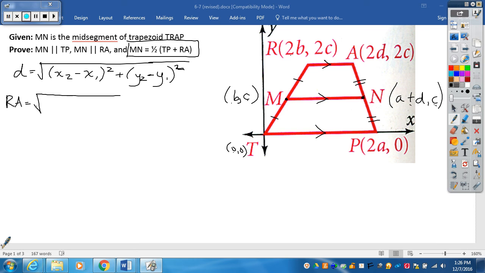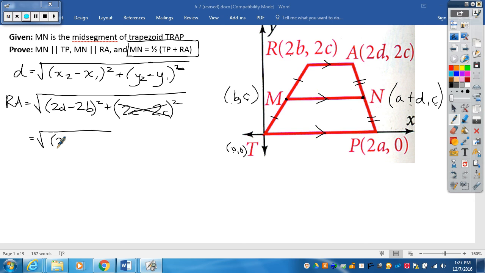So if we do that, the x value of A is 2D. The x value of R is 2B. Okay. The y value of A is 2C. And the y value of R is also 2C. Okay. Now at this point I'm probably going to go ahead and say, hey, I know what this is. That's 0. That's gone. It has no influence on what I'm going to do from here on out. Okay. And if I continue working down here, what we have here, 2D minus 2B squared.